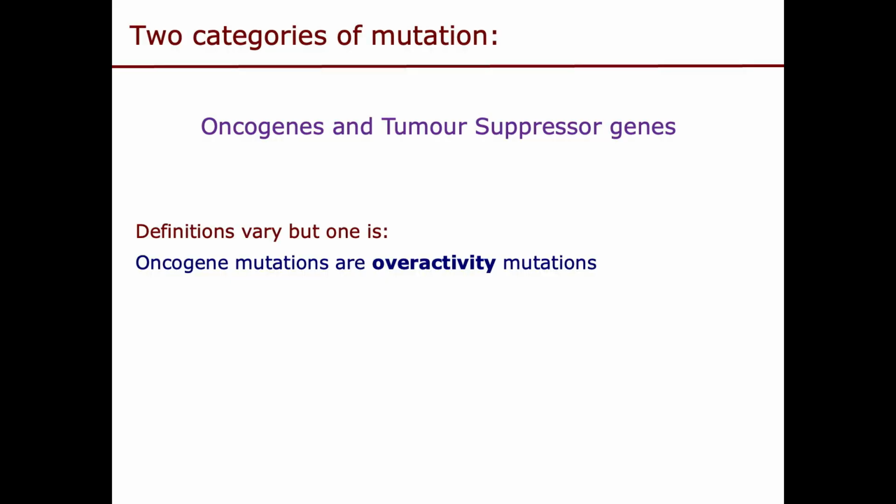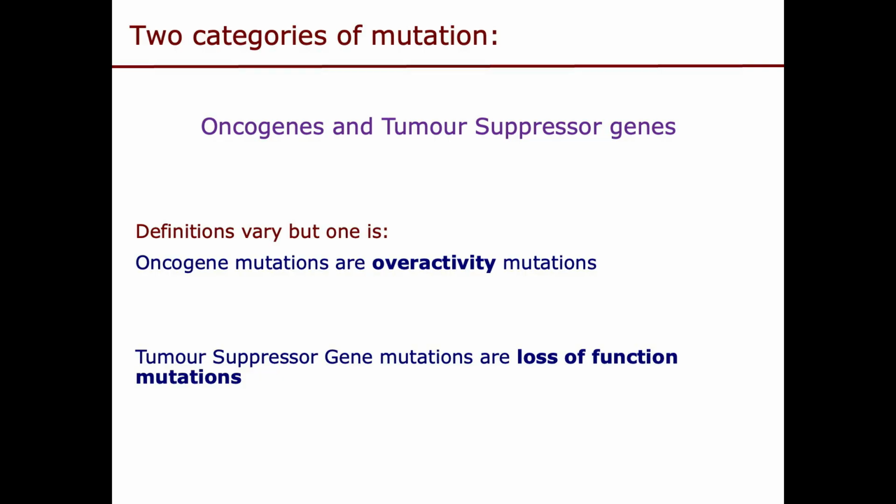It's convenient at this point to introduce the terminology oncogenes and tumour suppressor genes as a way of classifying the mutations that cause cancer. There's more than one definition of these terms, but the one that most people use and that works best is that oncogene mutations are overactivity mutations, making a gene overactive, whereas tumour suppressor gene mutations are inactivation or loss of function mutations. Let's have a look at the consequences of these definitions.